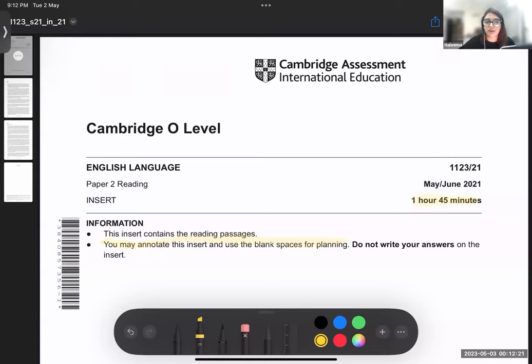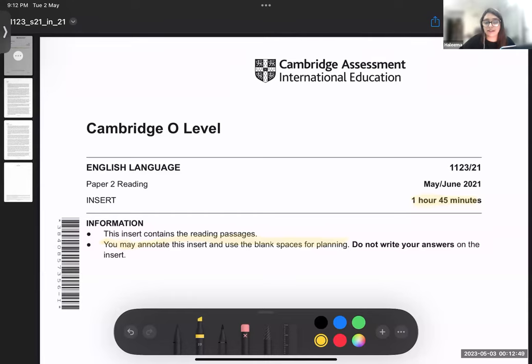Now, please understand, when I say you're allowed to write on the question paper, what I mean is that you're allowed to make your notes in terms of understanding the content itself, but that doesn't mean you write your answers on the question paper or the insert. The insert is just for your reading, for your understanding, and at the same time so that you can highlight the content. Yes, you are allowed to highlight the content.